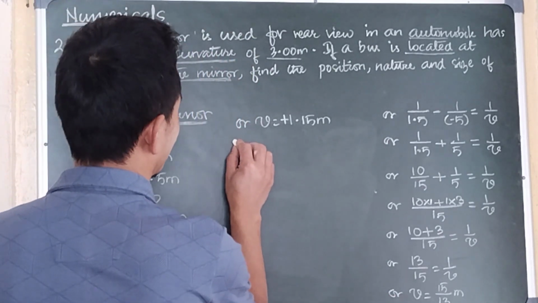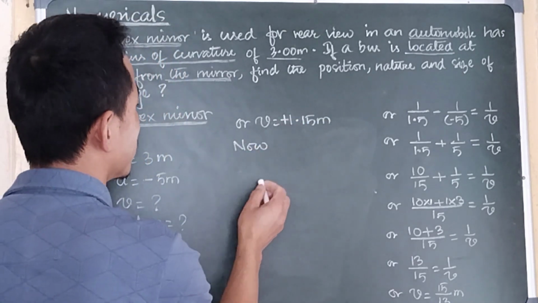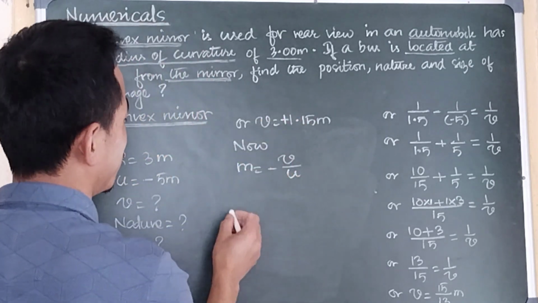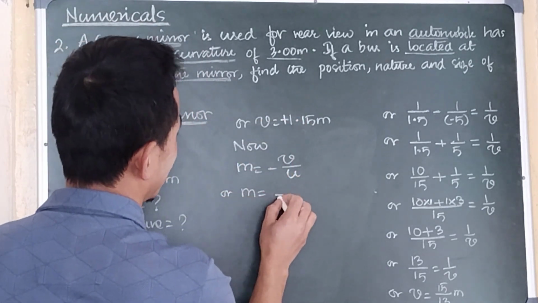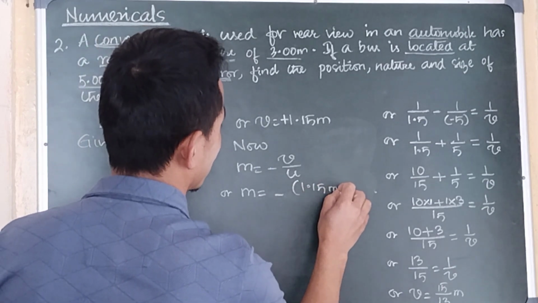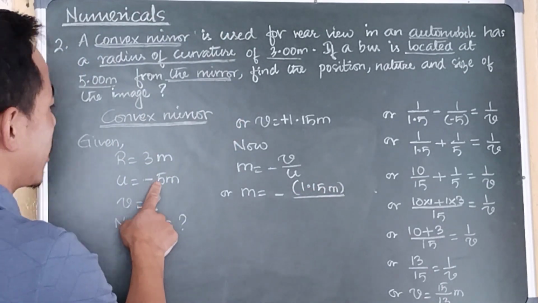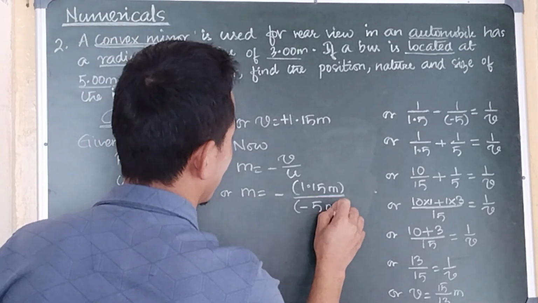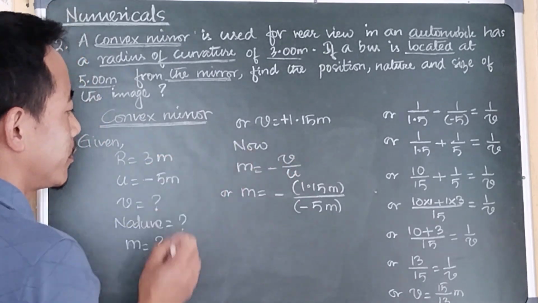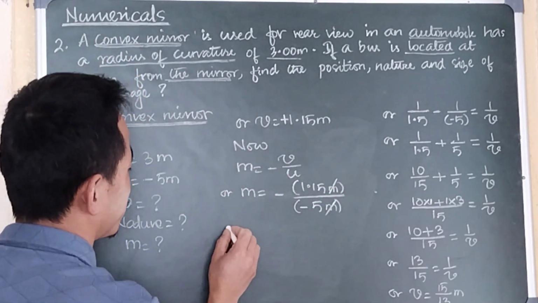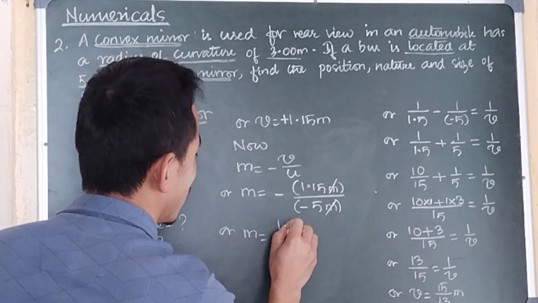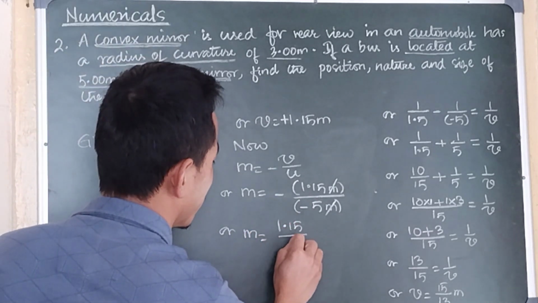So now in order to find out the size of the image, we are using m equals to minus v divided by u. So m is equals to minus v, we have obtained it as 1.15 meter, and object distance we have as minus 5 meter. So we are simply putting the value of v and u here. So here you can simply cancel meter and meter. So minus into minus becomes plus. So this becomes 1.15 divided by 5.